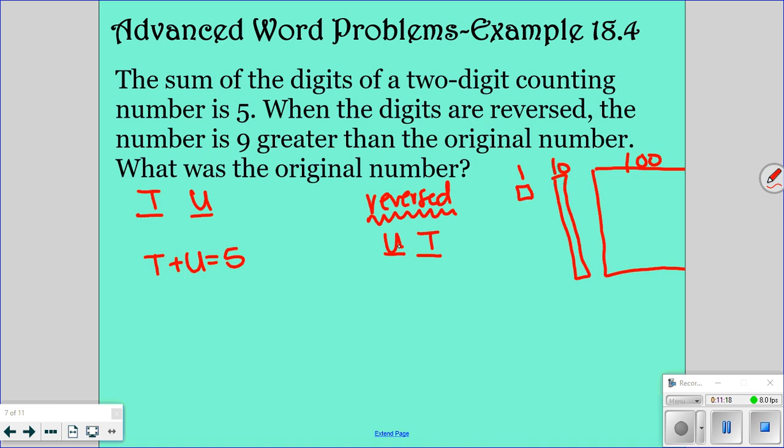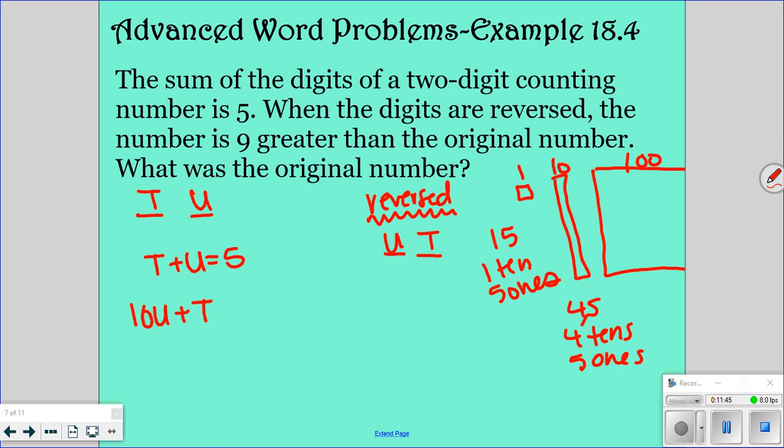This number, however many are there, is getting multiplied by 10. If I'm saying 15, that means 1 ten and 5 ones. If I said 45, that would mean 4 tens and then 5 ones. So we don't know how many U's and how many T's we have, but when the digits are reversed, that value is going to be 10 times U plus T.